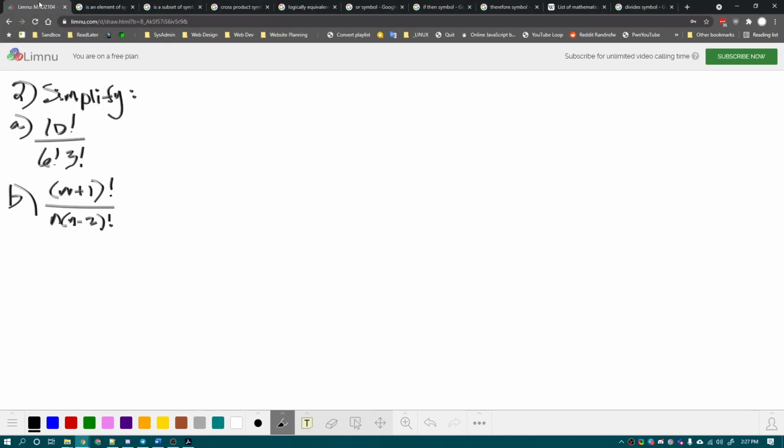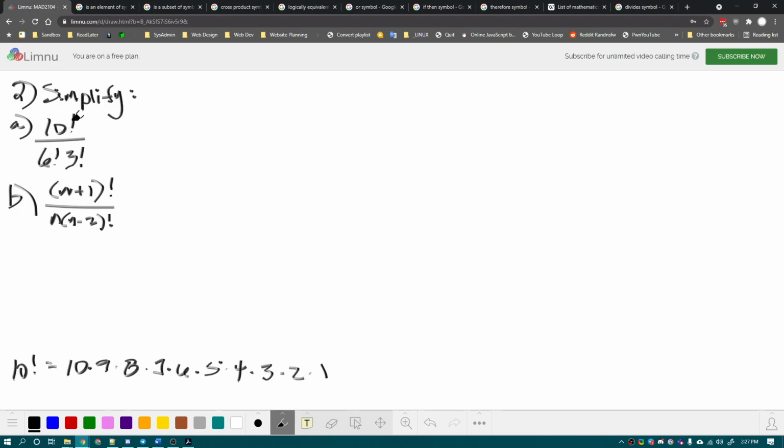Okay, guys, this is exam 3, question number 2. We're being asked to simplify. We have 2 problems here. So this is a factorial, just to remind you what a factorial is. For instance, 10 factorial is equal to 10 times 9 times 8 times 7 times 6 times 5 times 4 times 3 times 2 times 1.